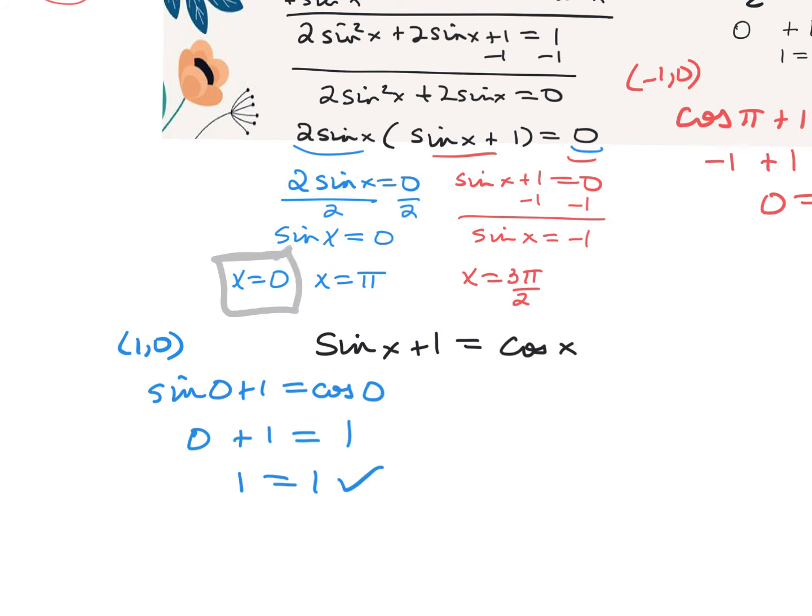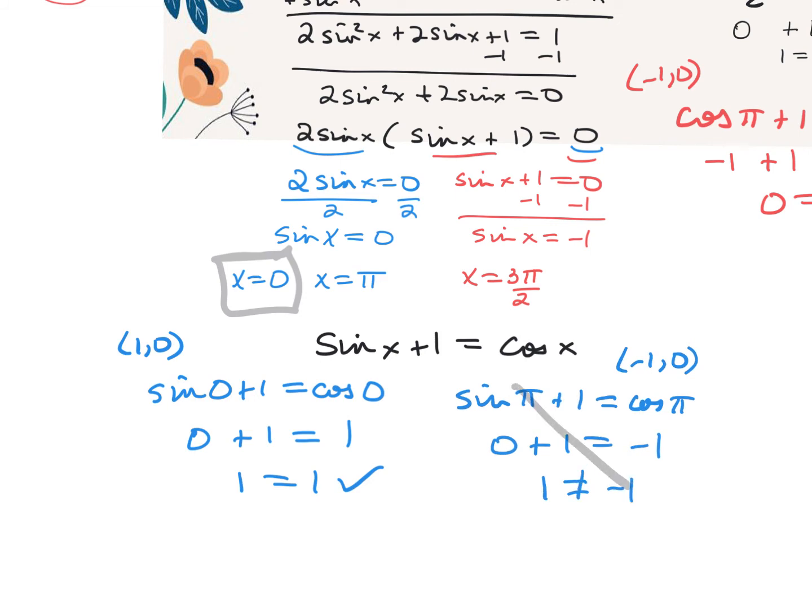Now let's check pi. Sine of pi plus 1 equals cosine of pi. The ordered pair associated with pi is -1, 0. I'm going to plug in the 0 for the sine. So I get 0 plus 1. Cosine uses the x. 0 plus 1 is 1. 1 is not equal to -1. So this is gone. This is an extraneous solution. So get rid of the pi.